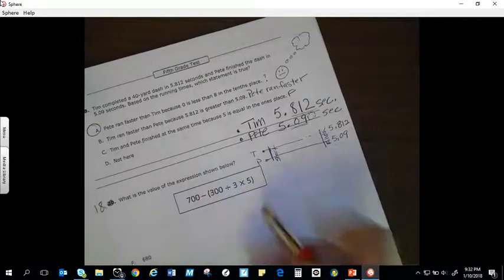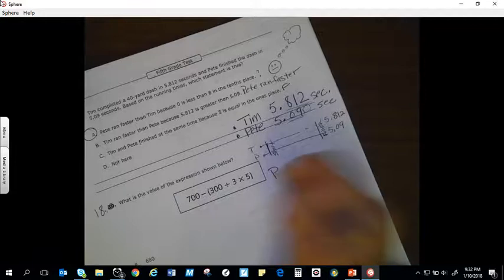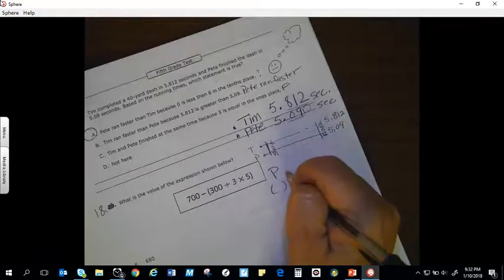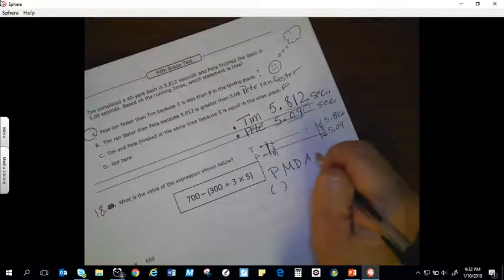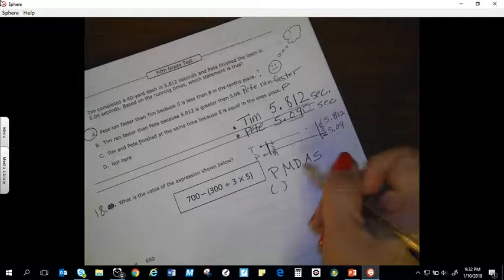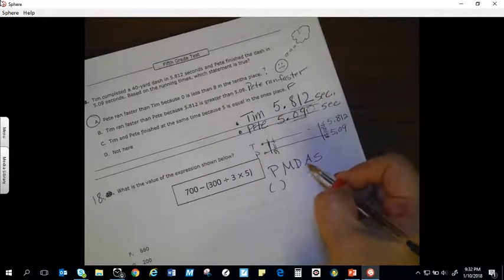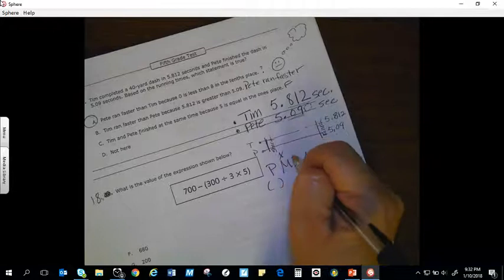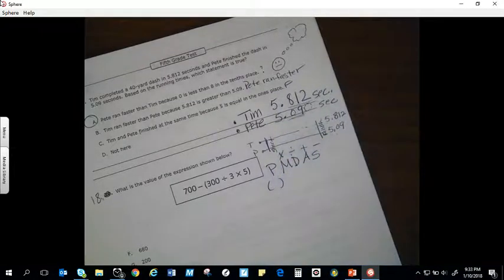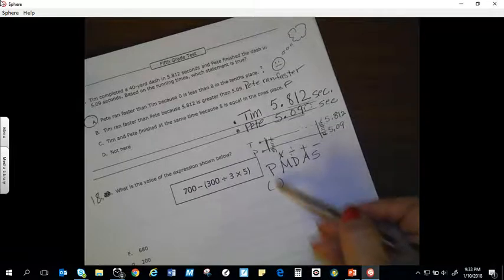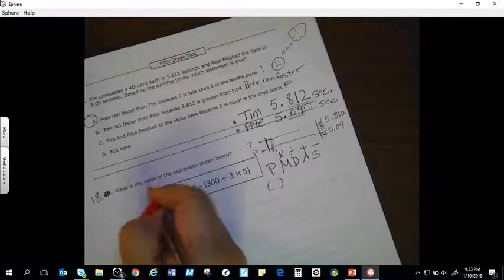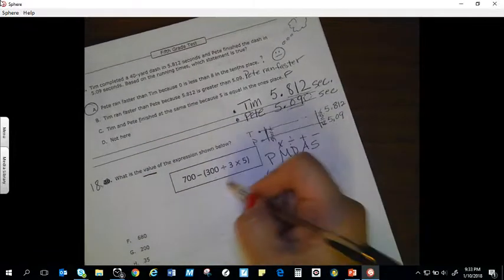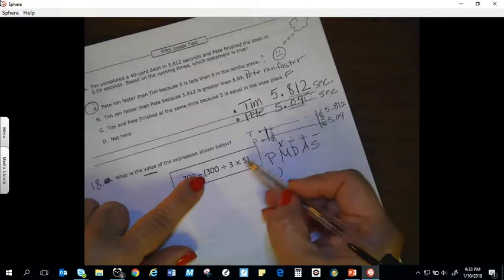Okay? All right, so what is the value of the expression shown below? P for parentheses. And I have to multiply and or divide, and then I'll have to add and or subtract. So my PEMDAS, so my dear Aunt Sally. Multiply, divide, add, subtract. So I'm going to go with everything in the parentheses first because this is what tells me. So I'm coming over to my parentheses, and I'm looking for the value, so I need to find the total amount. So I always start from left to right.